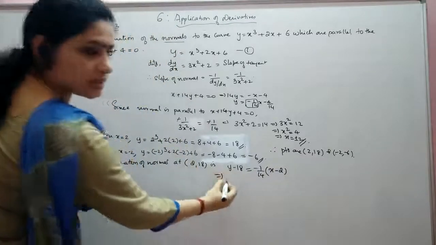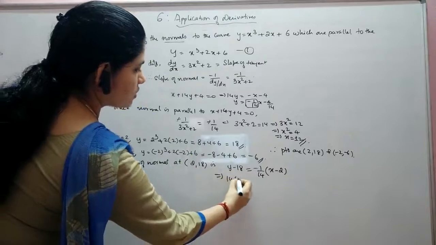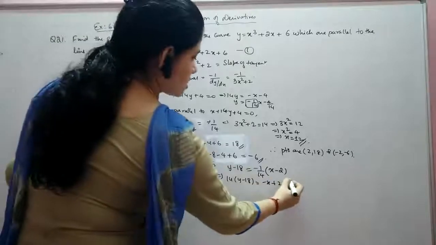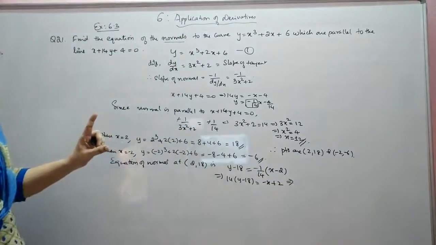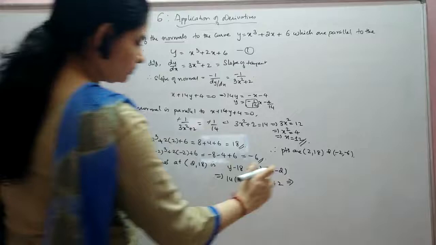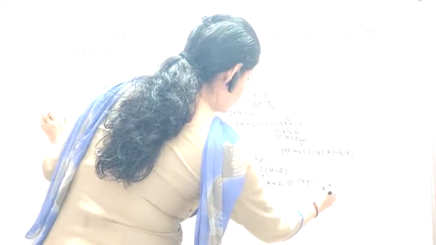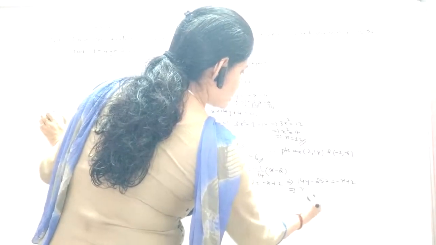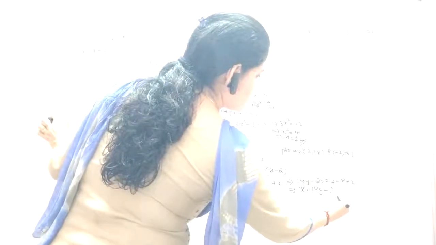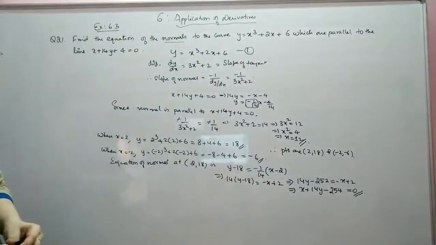Simplifying, you will get 14 into (y minus 18) equals minus (x minus 2). Now what is 14 into 18? You will get 252. So 14y minus 252 equals minus x plus 2, or this will come here: x plus 14y minus 254 equals 0. This is one equation of normal.